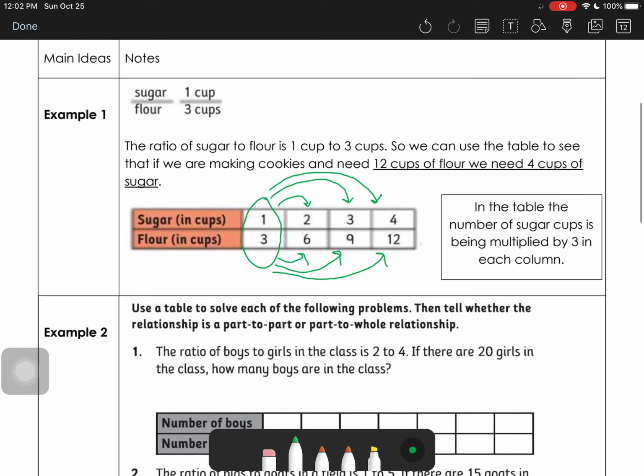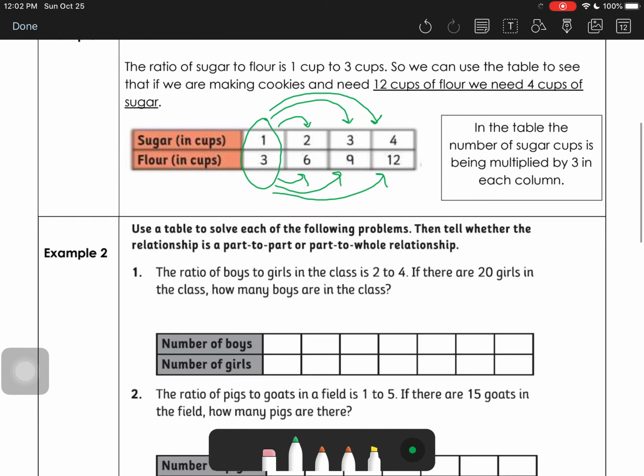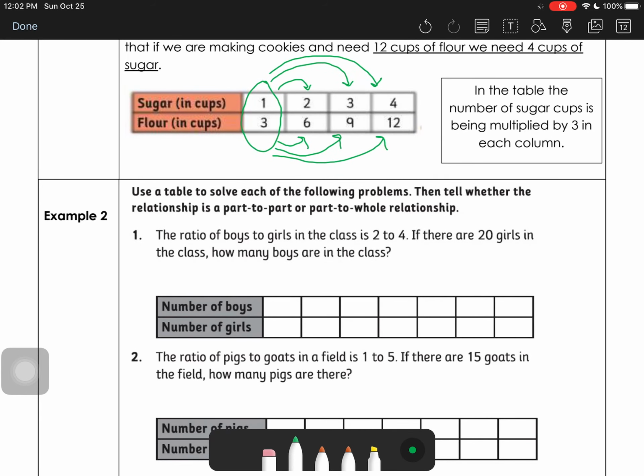So in the second example, let's see if we can figure out a proportion, which is increasing a ratio. So use a table to solve each of the following problems and then tell whether the relationship is a part to part or part to whole. The ratio of boys to girls in the class is 2 to 4. 2 boys to 4 girls. If there are 20 girls in the class, how many boys are there in the class? So we could continue by multiplying, or we could even do this by dividing.